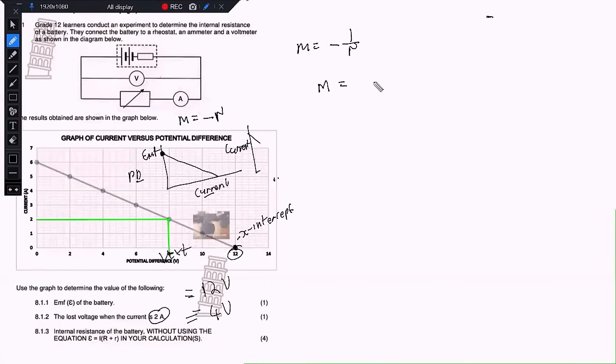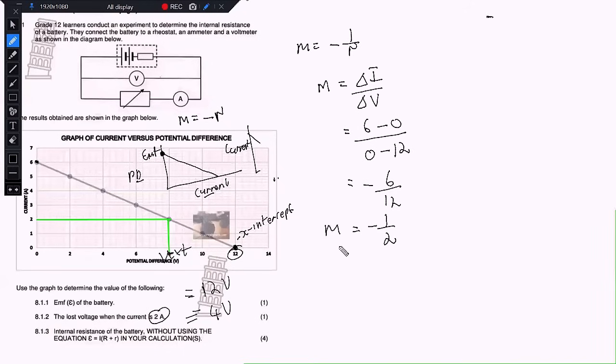We have a gradient will be equal to the change in the current over the change in voltage. So change in Y values over the change in X values, right? And then obviously, if we are to use the last point here, the current there will be 6 minus 0, and then over 0 minus 12, right? So this will give us a negative 6 over 12, which is negative 1 over 2, right? So this will be our gradient.